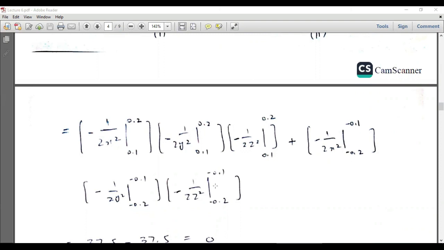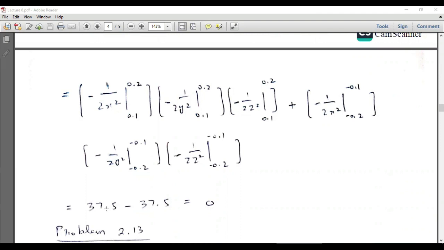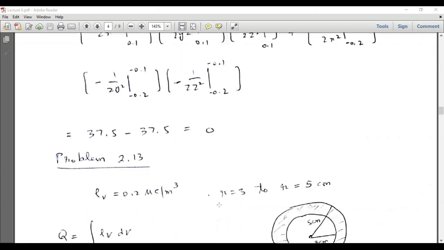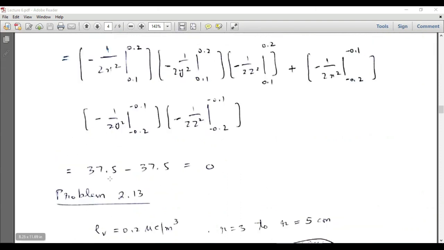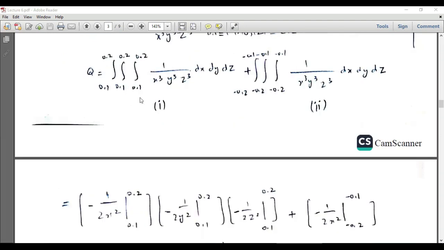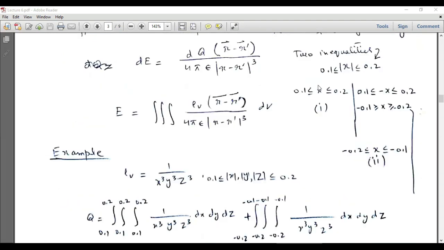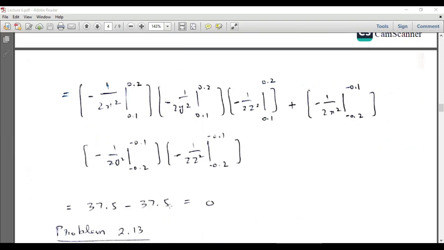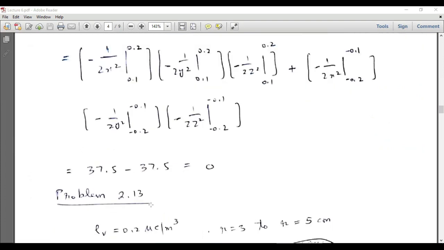So after substituting these limits, we will get 37.5 minus 37.5, and the net charge will be equal to 0, because 37.5 is the total charge enclosed in this region, and minus 37.5 charge is enclosed in this region. So the net charge will be equal to 0, because this is positive charge and this is negative charge.